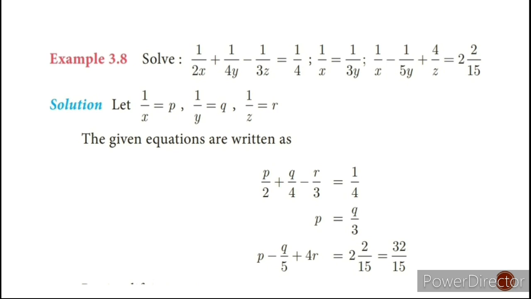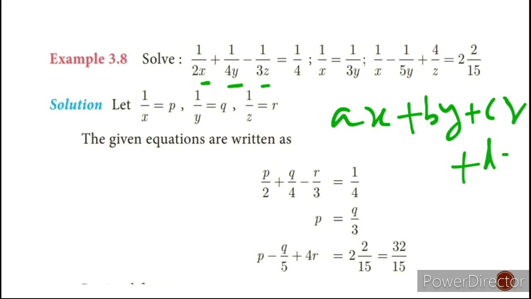So note here, all the variables x, y, z are given in the denominator. First we have to convert this into standard form. What is the standard form? Any linear equation in 3 variables is of the form ax plus by plus cz plus d is equal to 0. This is the standard form. So now we have to write the given equations in this standard form.